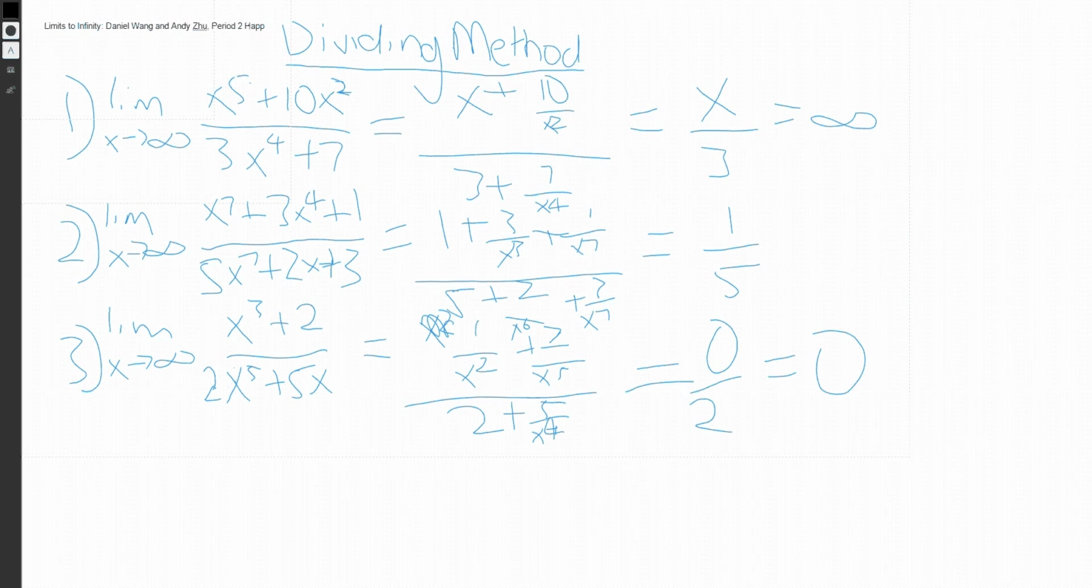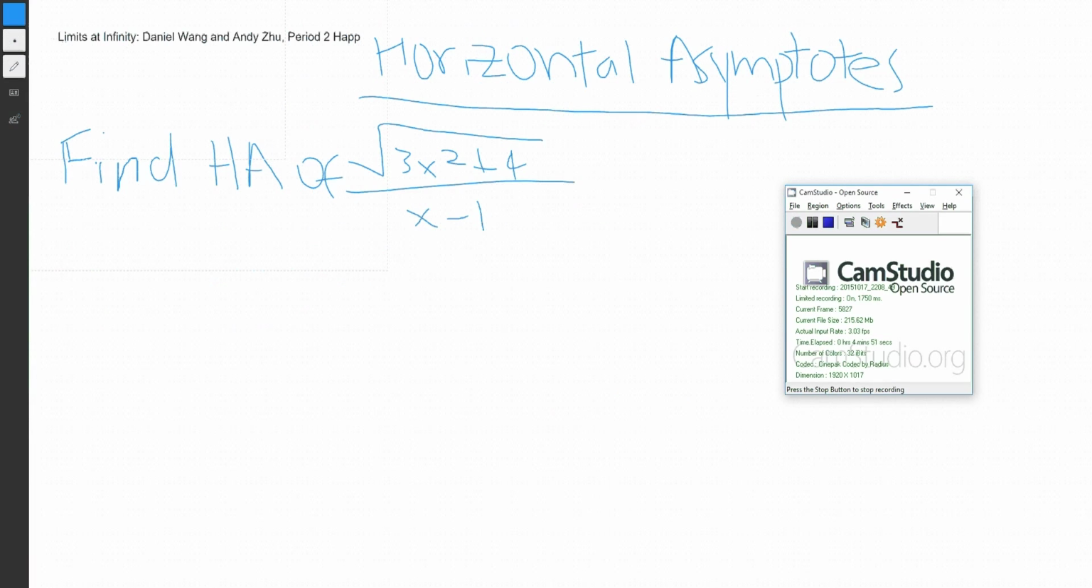To recap, in the dividing method, you simply divide by the greatest power in the denominator, and then all numbers with something over x approach 0, and then you just evaluate the remaining terms.